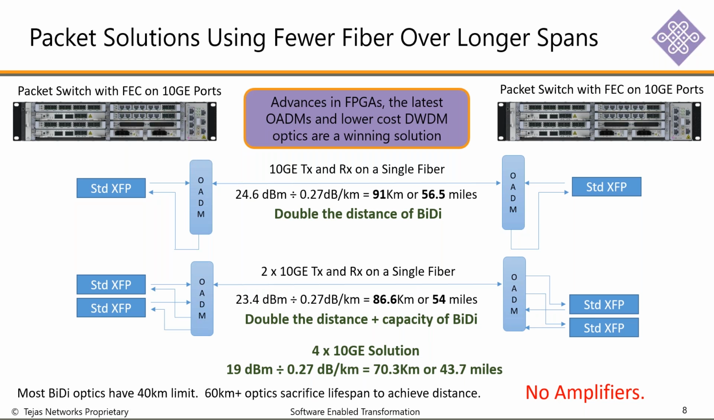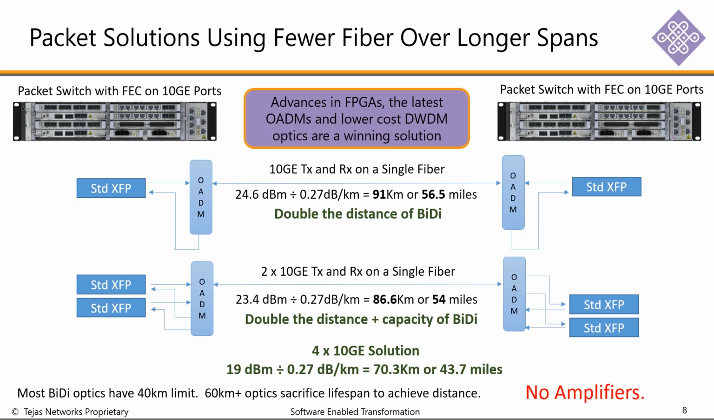So we're combining together a few things. We're combining OADMs from a DWDM network, standard XFPs that exist in the industry, fairly standard packet switches, and forward error correction from the long haul industry, and pulling all those together, putting it onto a single fiber, and we're able to double the distance of a BIDI optic, and not for double the price.